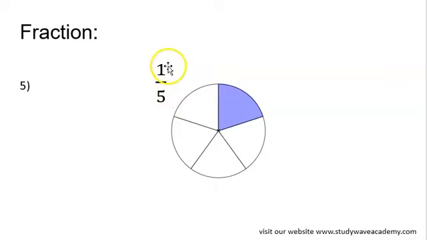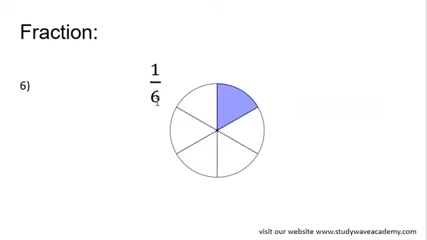Okay? The numerator represents the shaded part, and the shaded part here is 1. And the denominator represents the full circle that is divided. And the circle is divided into how many parts? 1, 2, 3, 4, 5. 5 parts, okay? So we have here 1 over 5. Do we understand? Good.